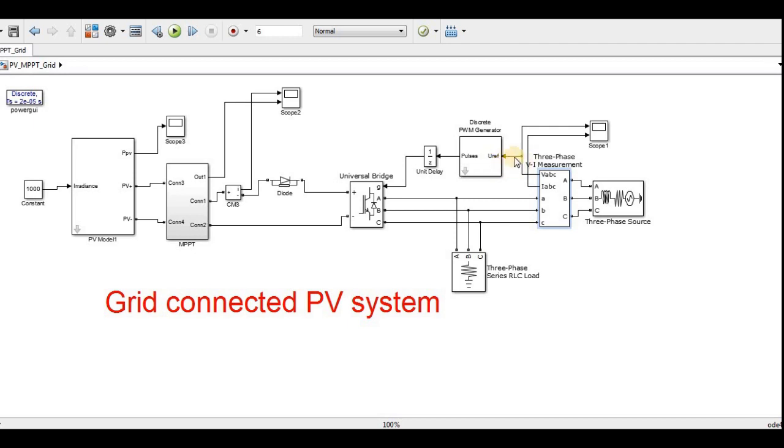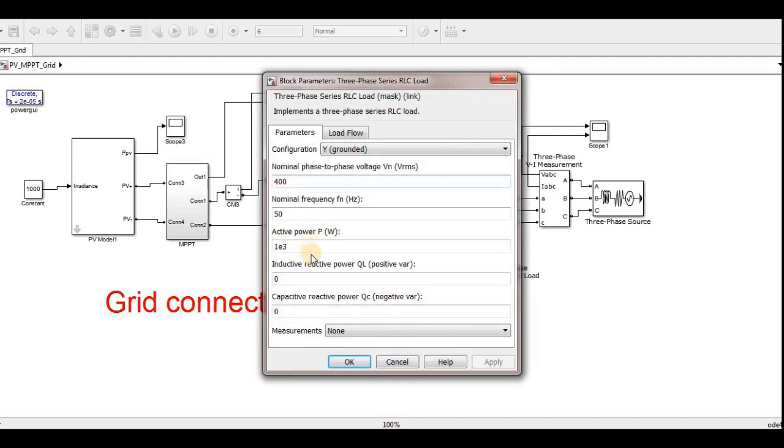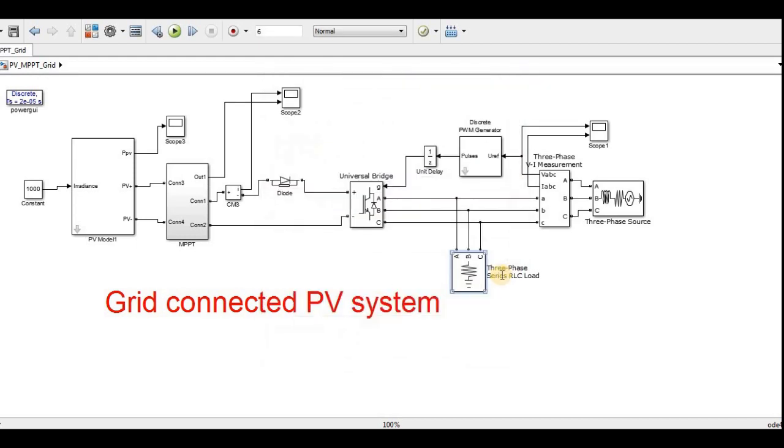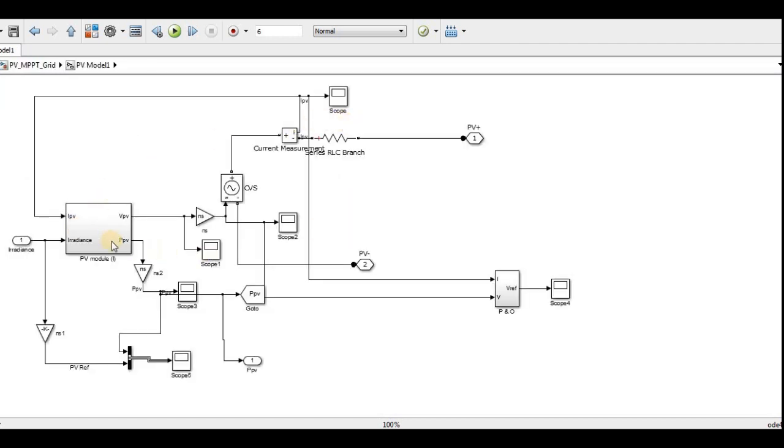Actually this should be 1 per unit, but we will get some more values because I will explain why it is going like that. And this is a simple load I considered. It is not actually required, but I considered the load for understanding purposes. See, this is the PV model which I already explained in my previous video.